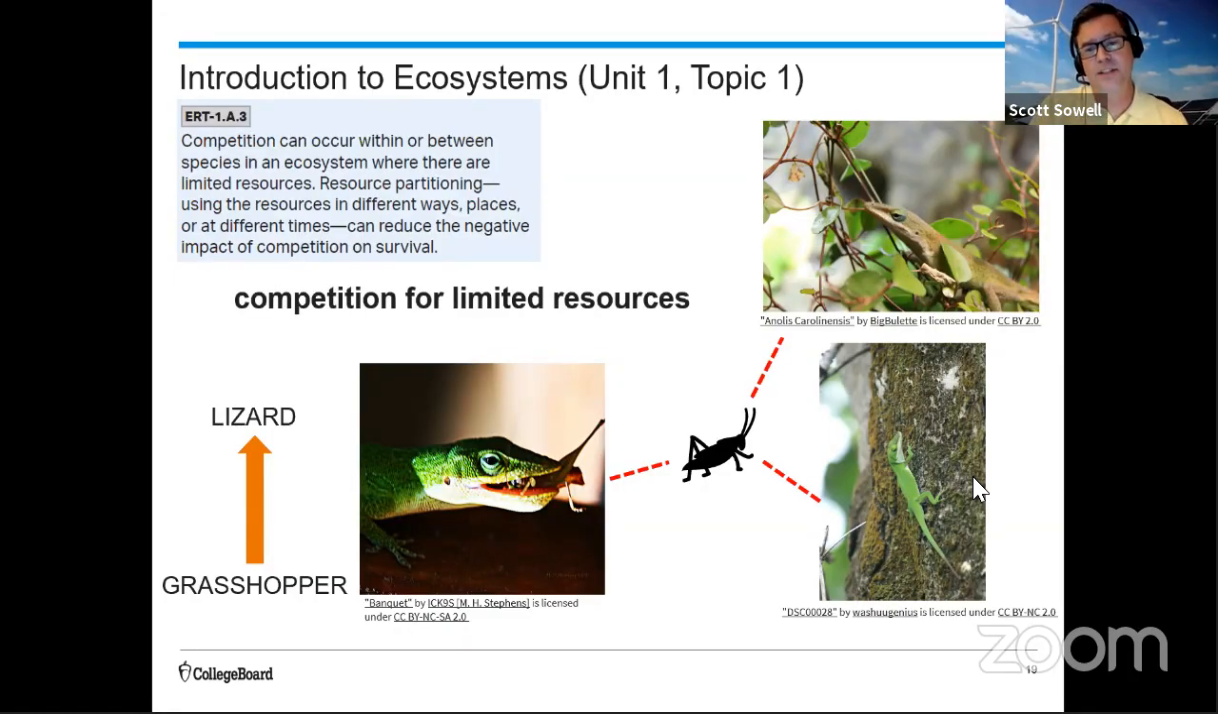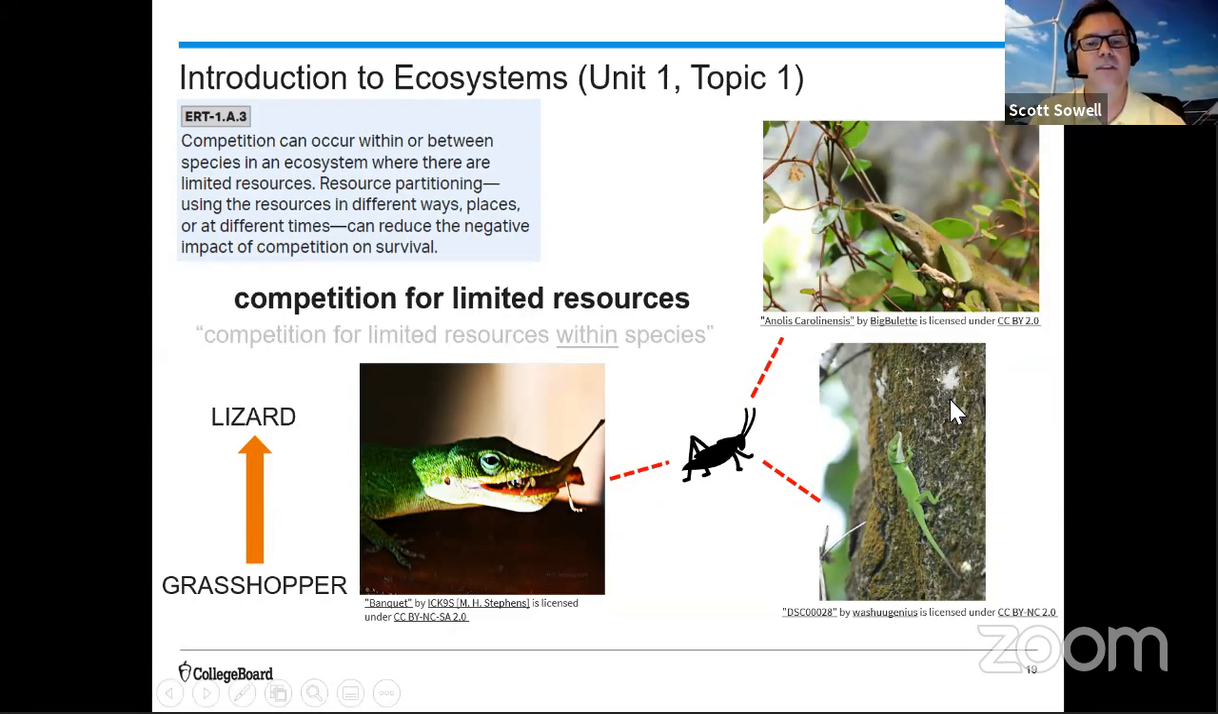So what competition is, it's about limited resources. These lizards are not competing for oxygen. Do they all need oxygen? Yes. But oxygen is not a limited resource. There's plenty in abundance of it. So these lizards are not evolving mechanisms to help them better compete for oxygen. What they're doing is evolving better strategies to compete for something like food.